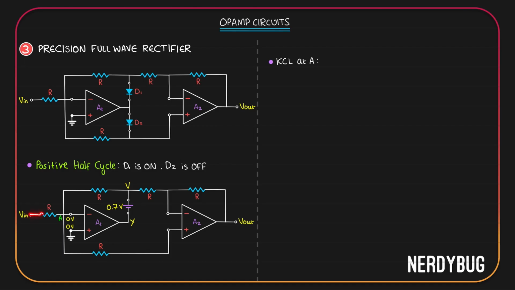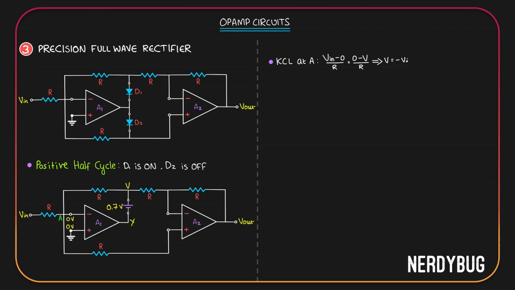One is flowing through R. Let's take its direction this way. Then that current will be V in minus 0 divided by R. This should be entirely flowing through this R, which has 0 potential here and V potential here. So the current will be 0 minus V divided by R. Solving this, we get V is nothing but negative of V input.